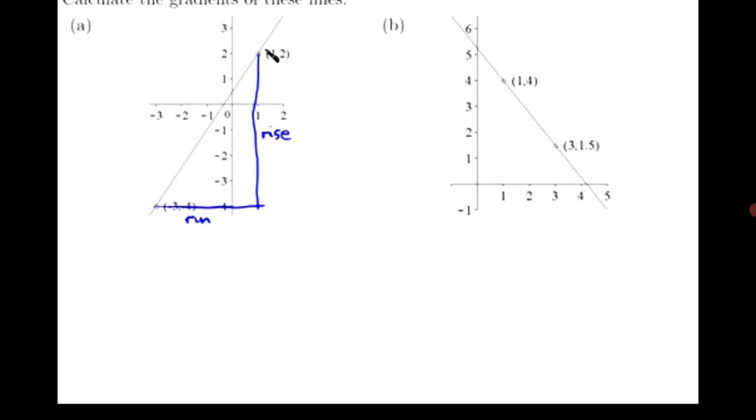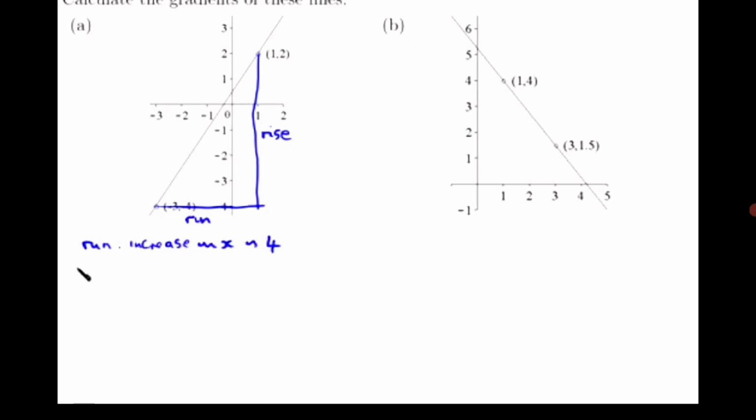Okay, so the run is equal to the increase in the x-coordinate when you move from the left-hand point to the right-hand point. And that's this distance, and you can see from the x-axis that that distance is 4. So the run is the increase in x, and that's 4.